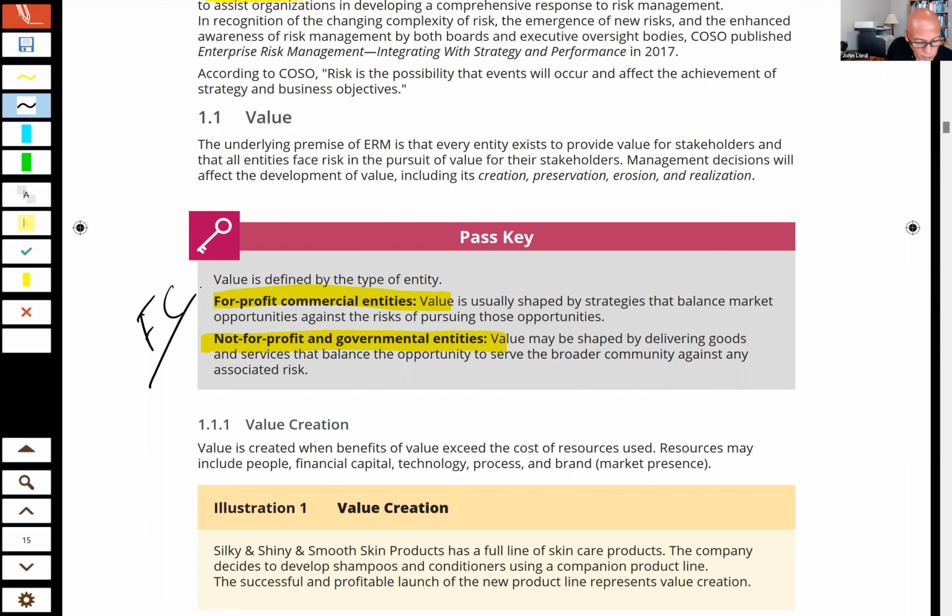Okay, so you come over, and when we talk about value, they tell you that management decisions will affect the development of value, including the creation, preservation, erosion, and realization of benefit. Why don't you go ahead and flashcard those different aspects of value, I should say. Now, you come over and you take a look at value creation. Value is created when benefits of value exceed the cost of resources. Resources may include people, financial capital, technology, and what? Brand identification. Oh, yeah, you're the company that came up with that pill that, you know, killed a bunch of people or something. We certainly don't want that, right?